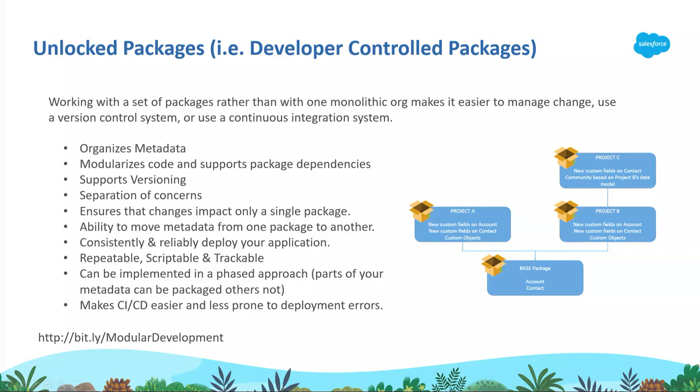So with these unlock packages, it gives you an opportunity to organize your metadata into packages, and you can have multiple packages within an org. And it helps to really modularize the code. So all the code that talks to one another is modularized into a single package. And that's really going to help break the dependencies within a monolithic code base. Packages also support versioning as well. So if you need to create multiple versions of the same package and then have them interoperate with one another, you can definitely configure that as well.